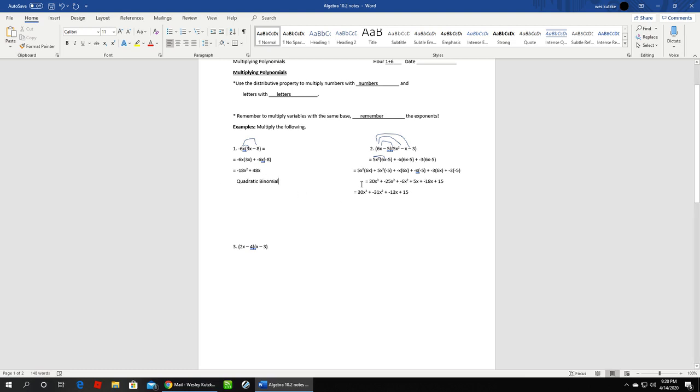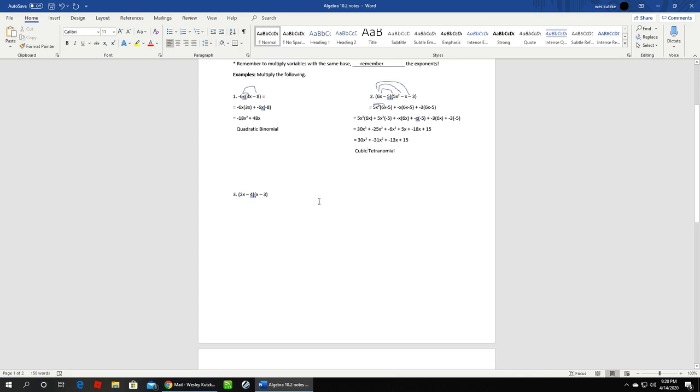Just good to get that review in there a little bit too. And what's this one here? Well, how many terms are there? 1, 2, 3, 4. So that's a tetra... nomial. But usually you want the degree first. So it's a cubed, so it's a cubic tetranomial, right? Hopefully that rings a bell. Get a little more practice with it.